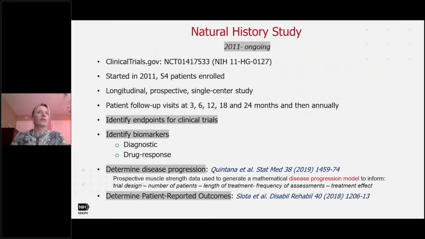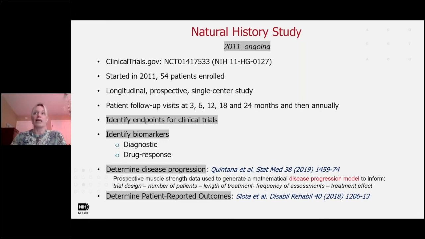As I said, natural history study details you can find on clinicaltrials.gov. This is the number, but you can just do a search for GNE myopathy and it will come up on clinicaltrials.gov. Started in 2011. There are, I think, more now than 54 patients enrolled. Patients come at different time points to NIH to get a full muscle strength testing and other disease profiles performed, so the progression of their disease can be mapped.